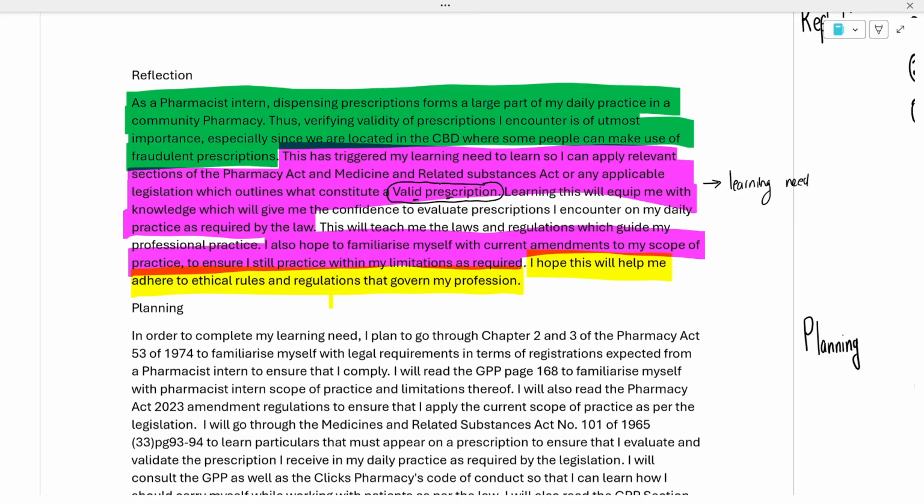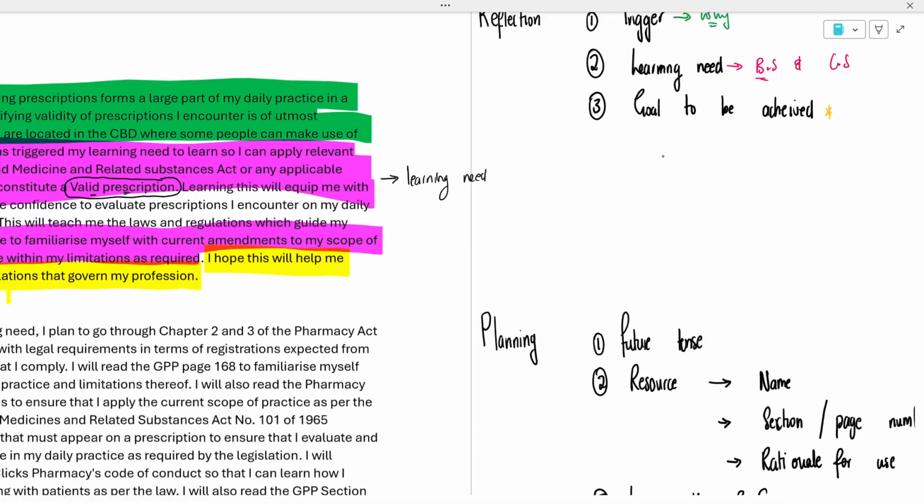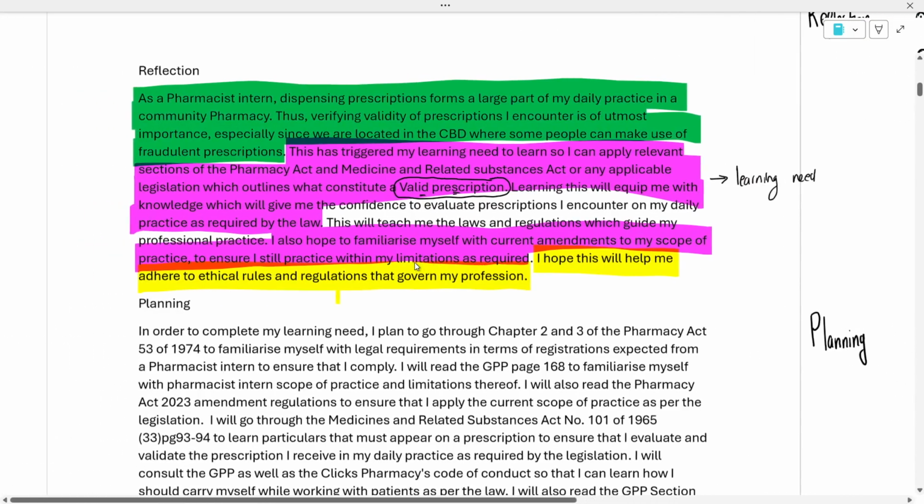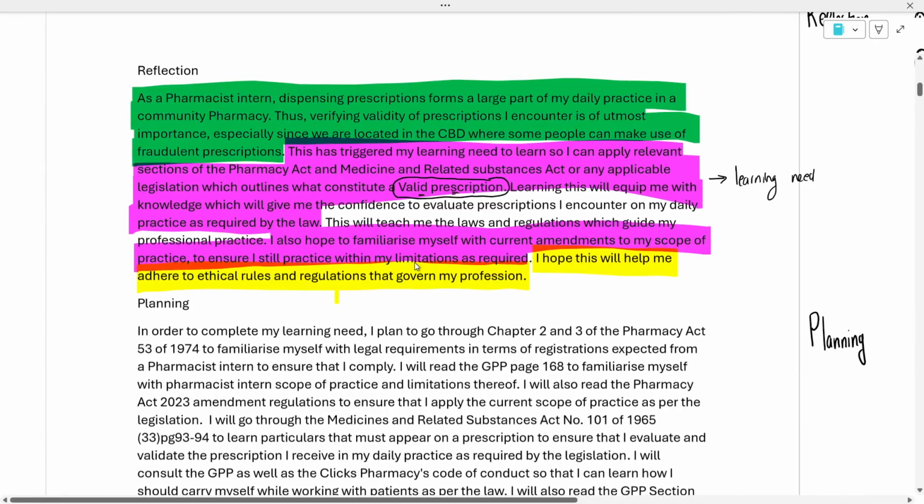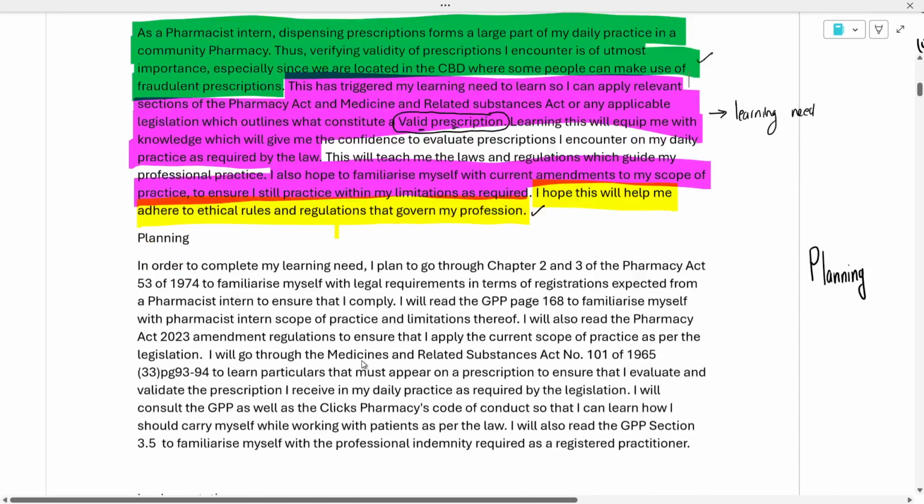But like I said, centralize or structure your learning needs such that it adheres to the competency standard and it adheres to the behavioral statements that you want to address. Okay, but just change the wording a bit. I will send you some videos so that you can see how I improved or how I applied these principles here. And then lastly, you stated that this will help you adhere to ethical and legal rules that govern my profession. This is okay. And then this trigger is fine. Yeah, it's fine, but we'd have to see how it goes with the rest of your work.